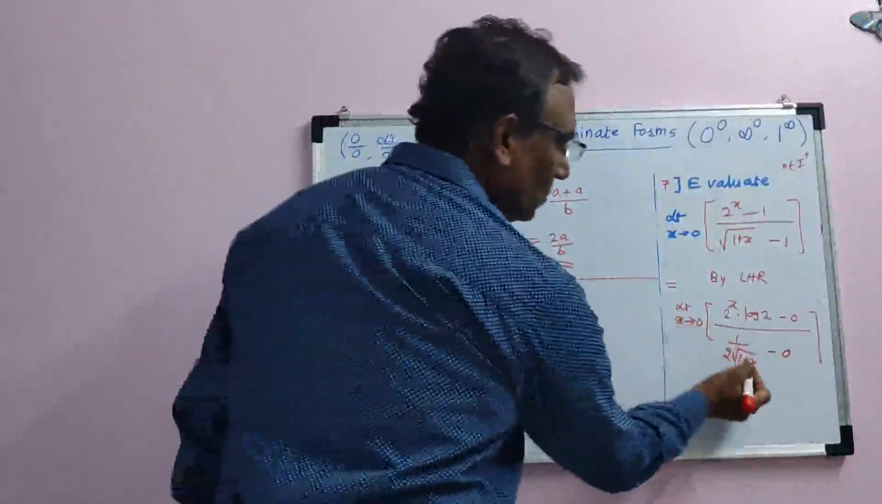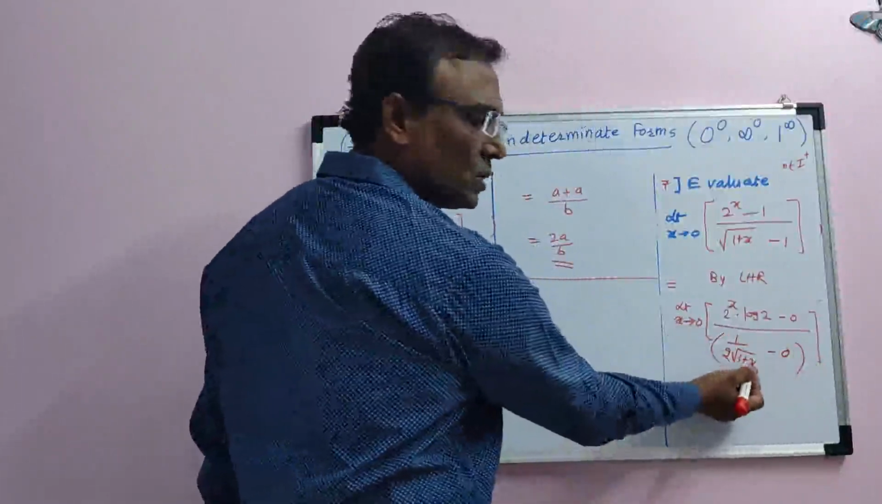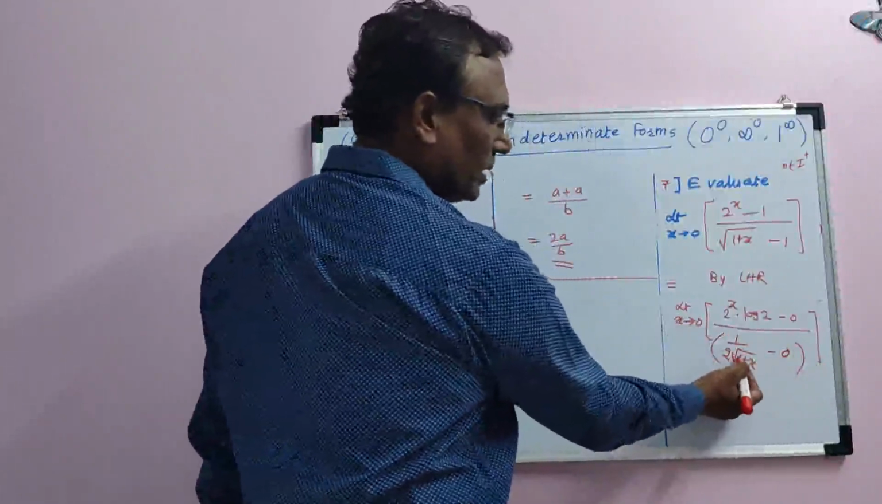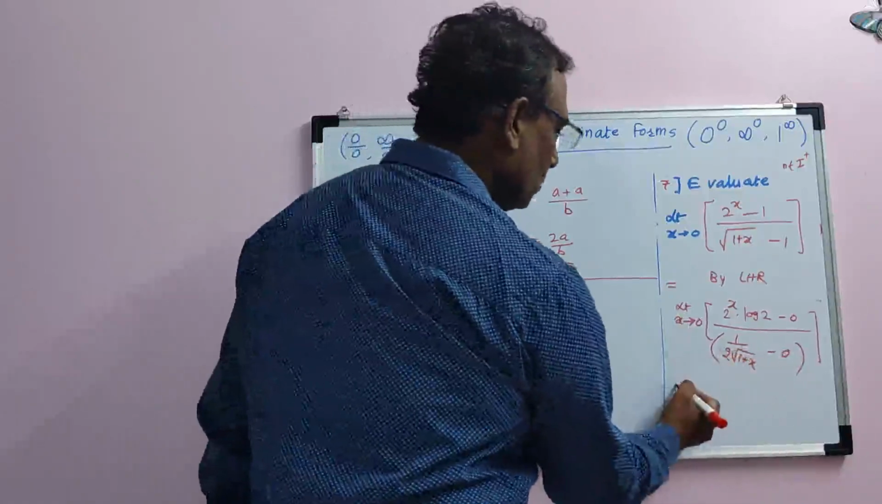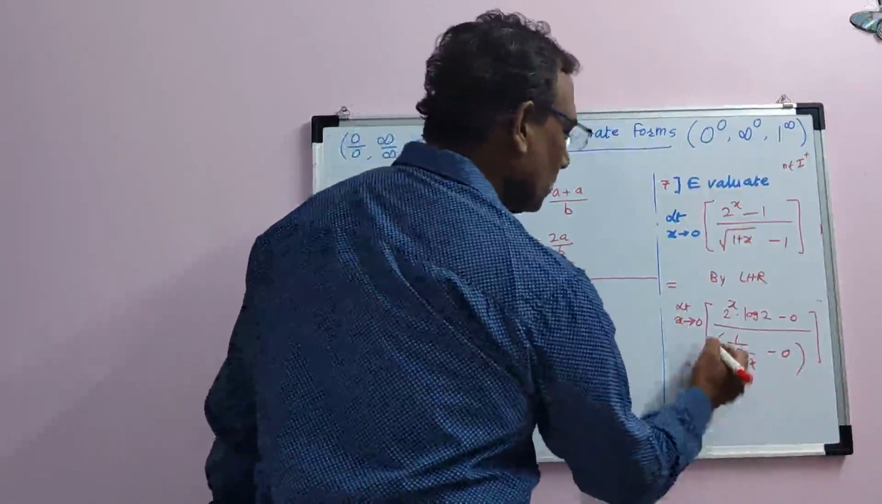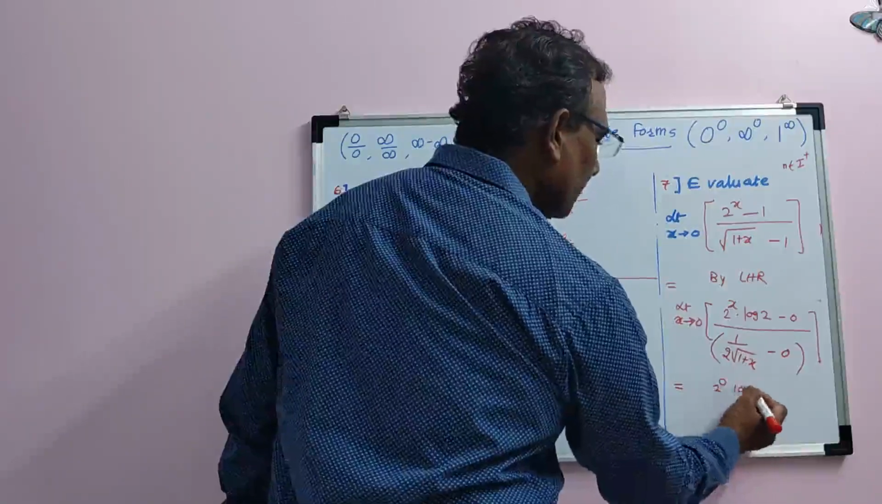Now, if you put x equal to 0 in the denominator, then 1 plus 0 is 1. And root of 1 is 1, and 2 into 1 is 2. Means the denominator is not going to become 0. Then in the next step, put the value of x as 0.